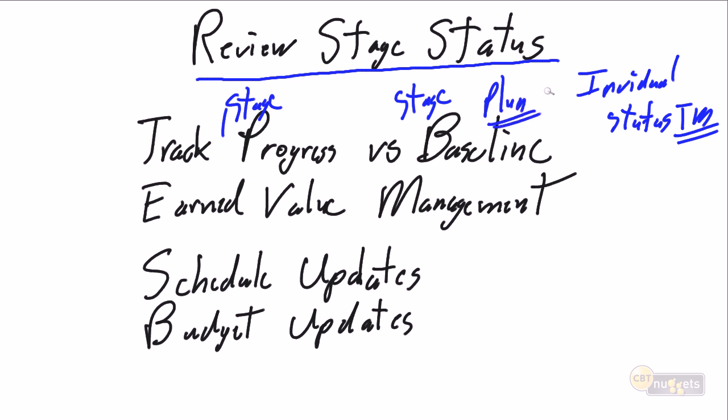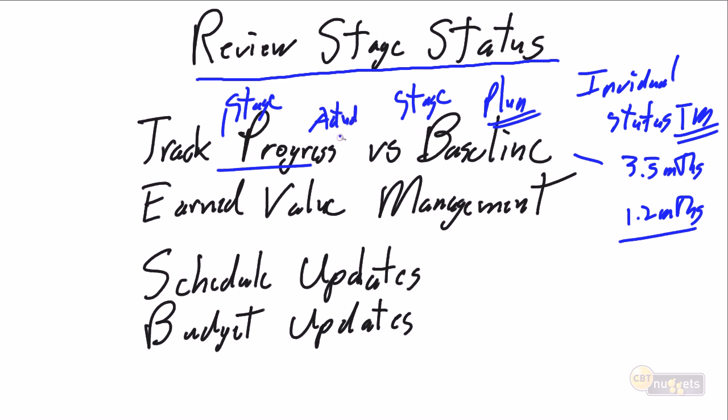We told the boss going into this that we're going to have this stage completed in 3.5 months. We are now 1.2 months into it. How are we doing? Tracking all of our progress, our actuals, and our revised estimates to complete. We're putting that all into our software. We're comparing that to our baseline. And with that, we should be able to effectively say at 1.2 months into the project, we are on schedule.